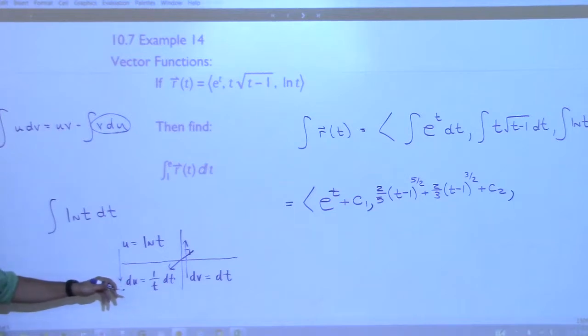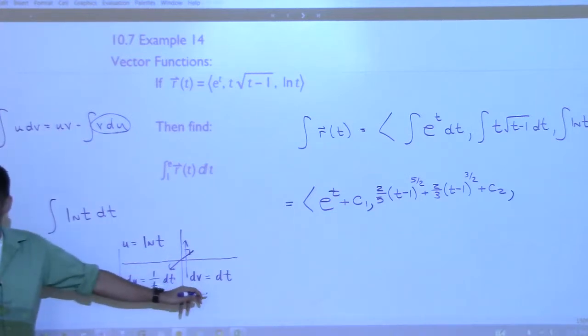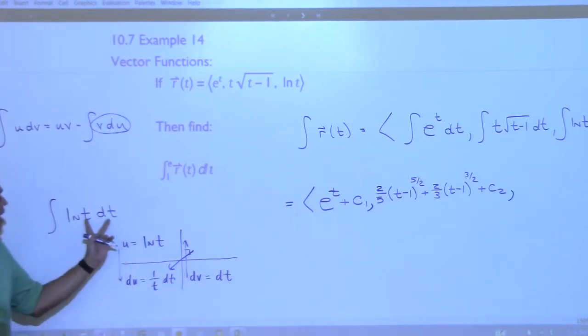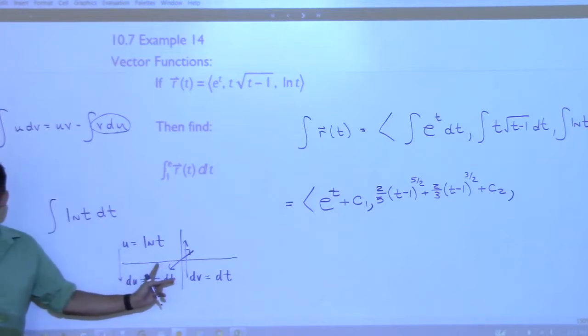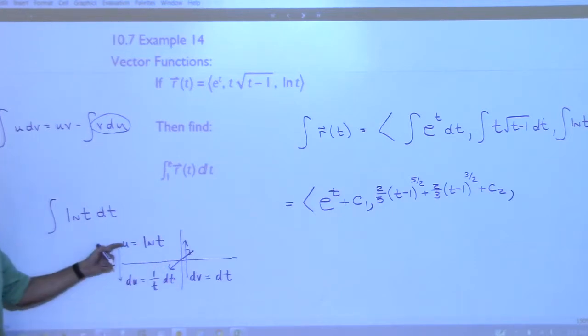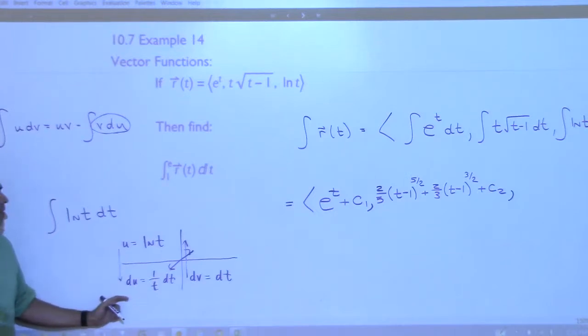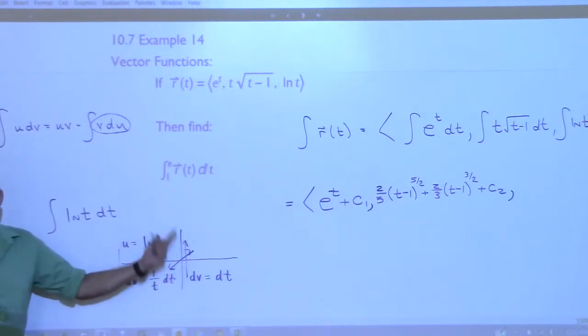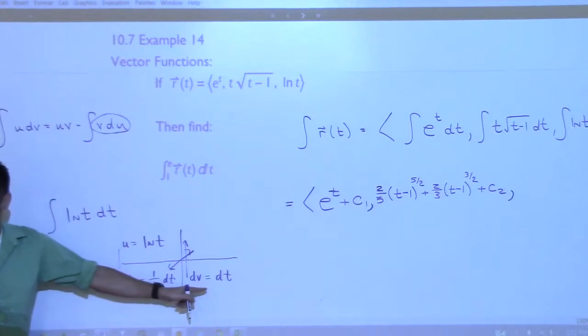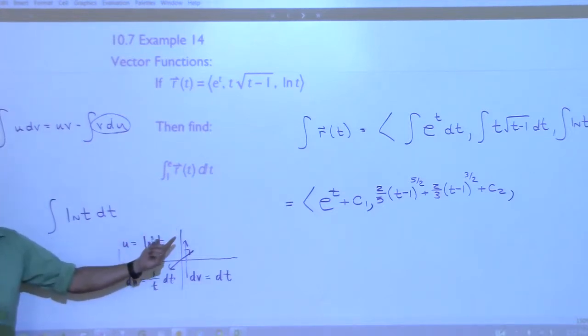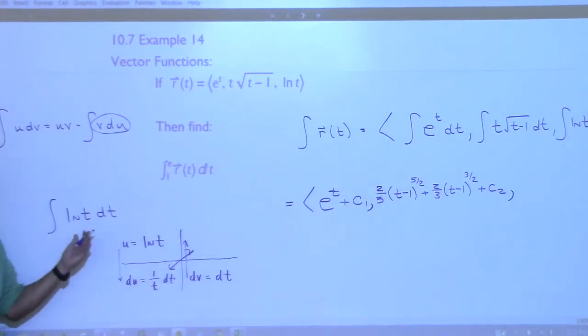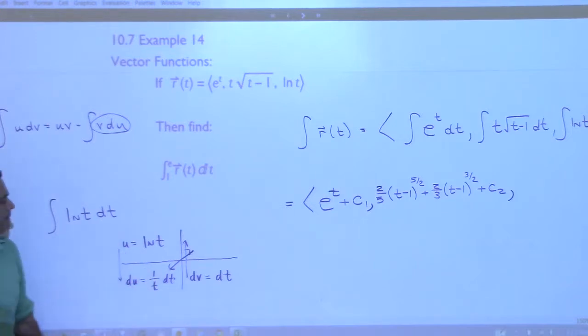So, you're confused by how I chose these? Did I clarify now a little bit why I don't want to do it the other way around? I think a little bit, yeah. Okay. Because whatever I choose for u, I need to be able to differentiate it, which I can. Whatever I choose for dv, I need to be able to integrate it, which I can always take the antiderivative of dt back up to t. So it's just, it's kind of natural for me to put it this way.